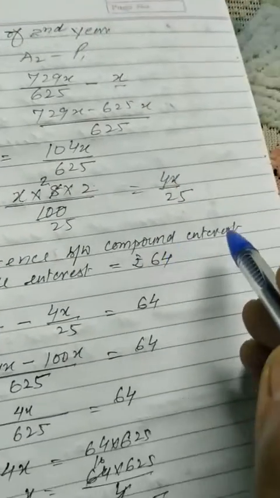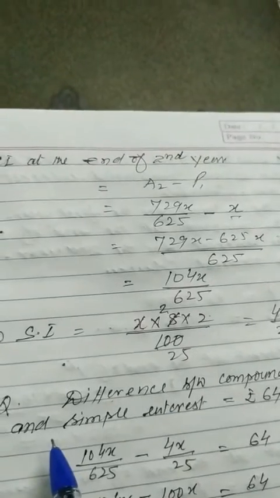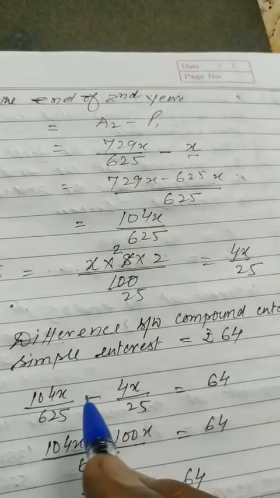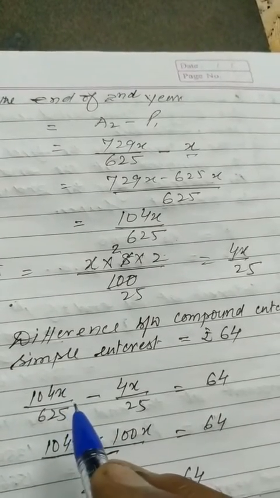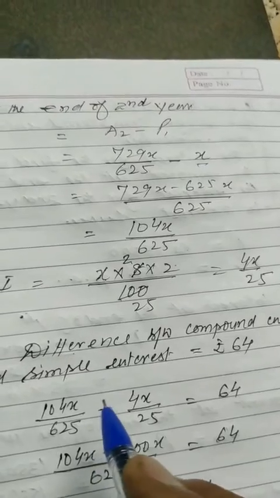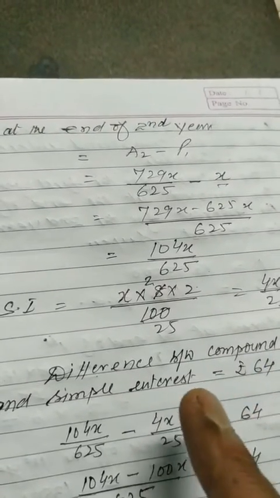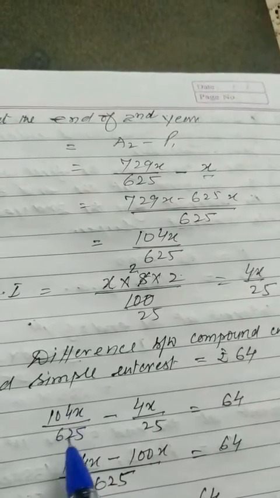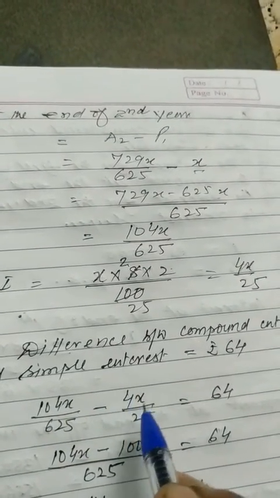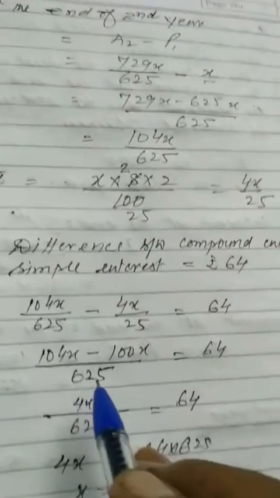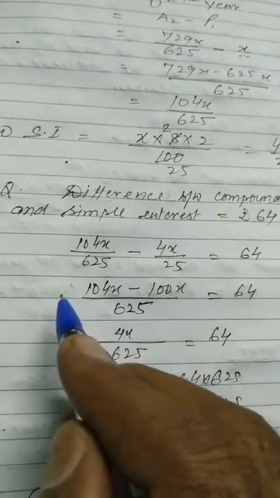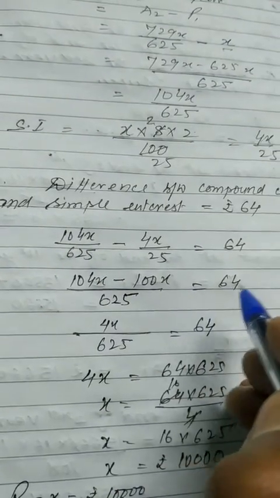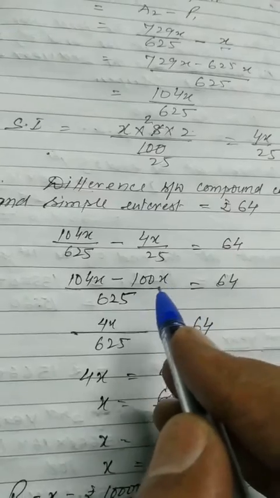Difference between compound interest and simple interest for the second year: 104x over 625 minus 4x over 25. The LCM is 625, so 104 minus 100.